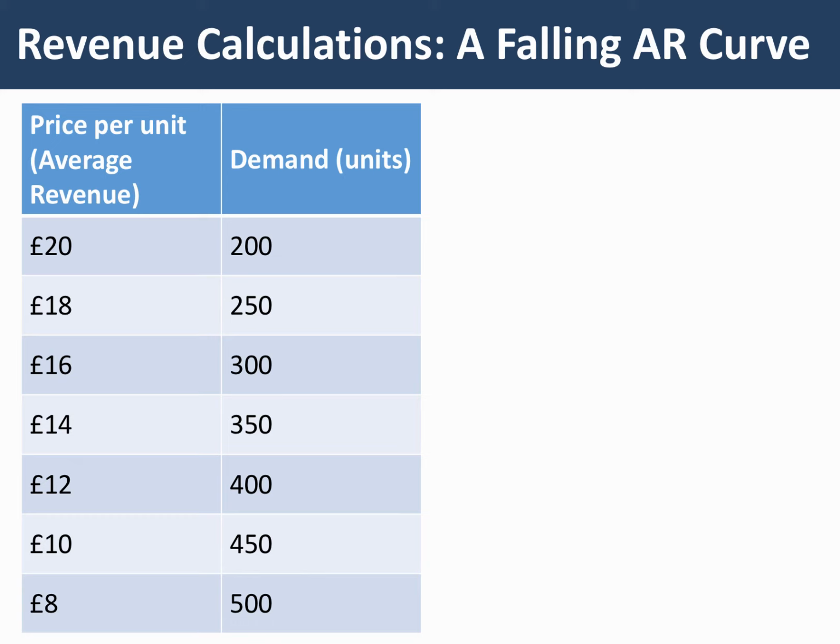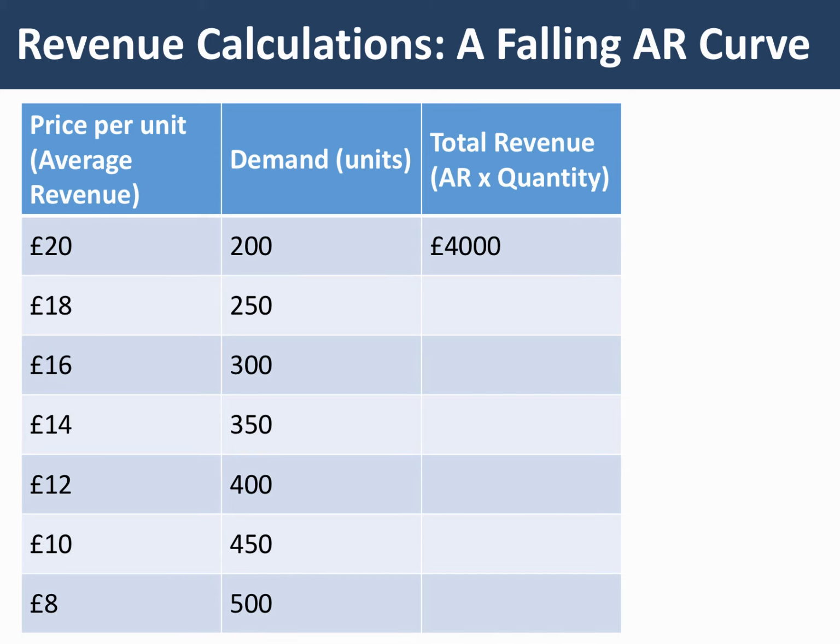We'll take as our starting point the idea of a falling demand curve, AR sloping downwards. So our price is falling in units of £2 and the quantity demanded is rising by 50 units for every price fall. If we multiply the average revenue, price per unit, by demand, we get total revenue, and at £20 our revenue is 4,000. What happens if we reduce the price to 18? Well, demand goes up to 250. Multiply those two numbers together, we get revenue of 4,500.